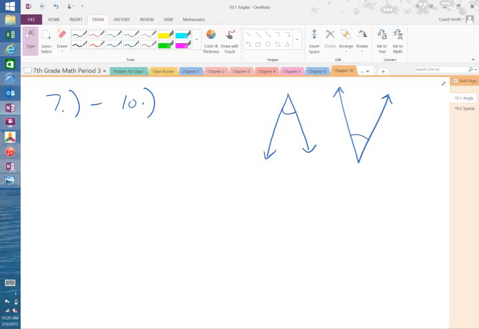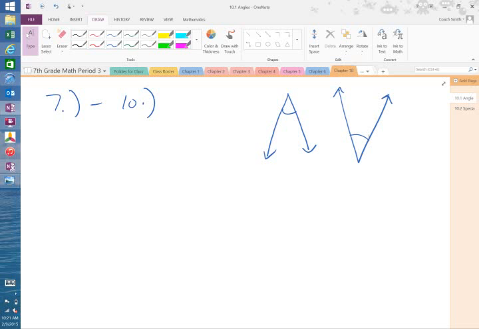Look at number 11. Number 11 says, tell whether the angles are complementary, supplementary, or neither, and explain your reasoning. Well, number 11, is it complementary, supplementary, or neither? Supplementary. Why? Because when you add them up, it equals 180 degrees. So not real difficult there either.